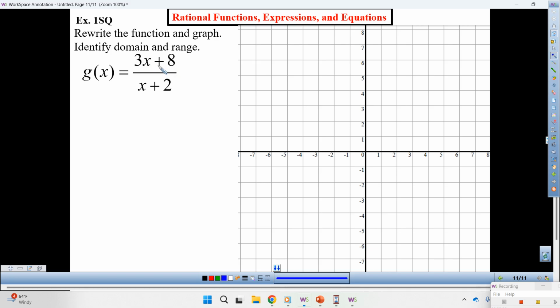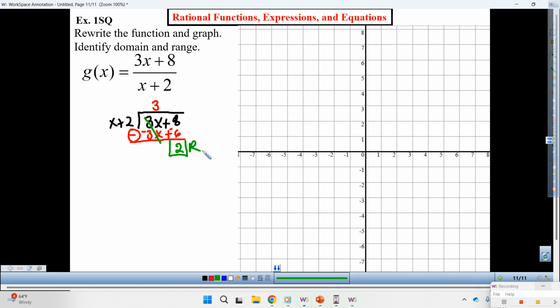So, how do we go about that, Mr. Q? How do we get a 1 on the numerator? Well, we do a long division of this fraction. So we start off by doing 3x plus 8 divided by x plus 2. So, what number times x gives us 3x, everyone? 3. 3 times x is 3x. 3 times 2 is 6. We subtract, which means it distributes here and there. Therefore, we're left with 2 as a remainder.